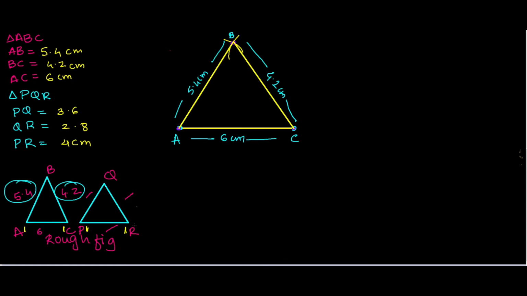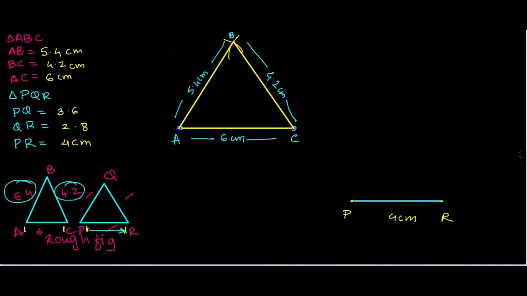Now let us construct triangle PQR. For triangle PQR, similarly we are going to construct the base, which is PR. PR is 4 centimeter. Again we will take a line of 4 centimeter, and this will be our PR. Now let us name it PR and write the measurement of PR, which will be 4 centimeter.